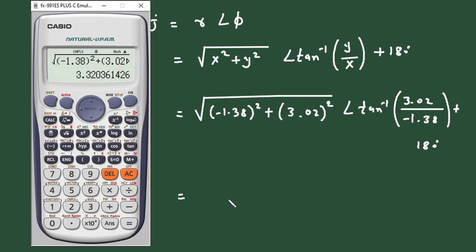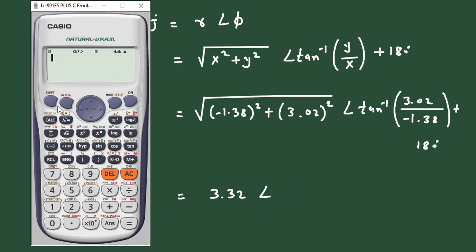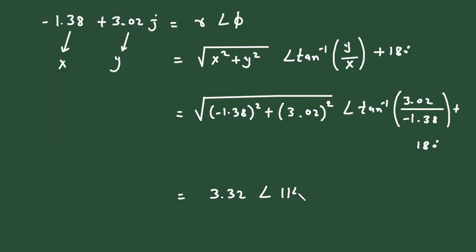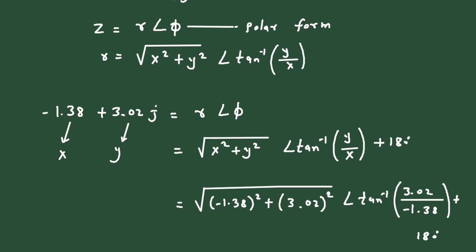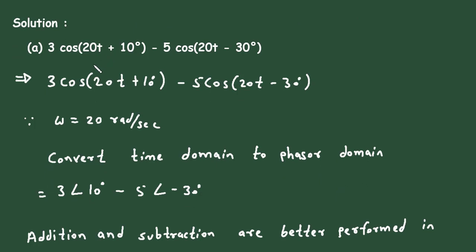So it is 3.32 at an angle tan inverse of 3.02 divided by minus 1.38, bracket close, plus 180 degree. So this is 114.55 degree. Now we got our final answer in polar form for this problem, and the value of omega is this.